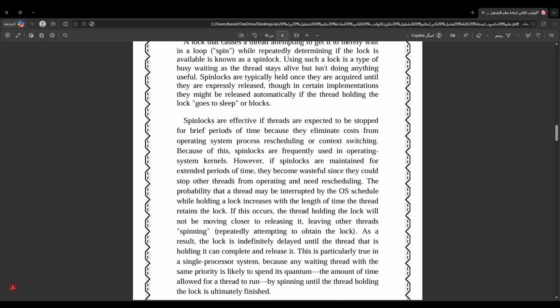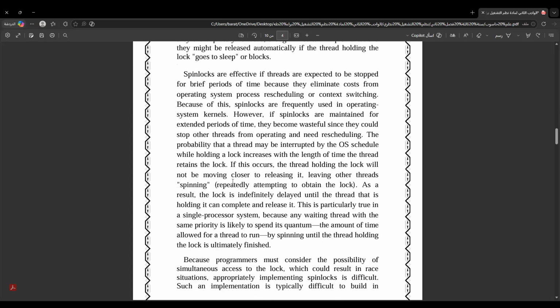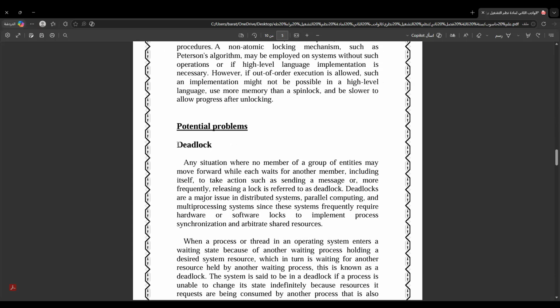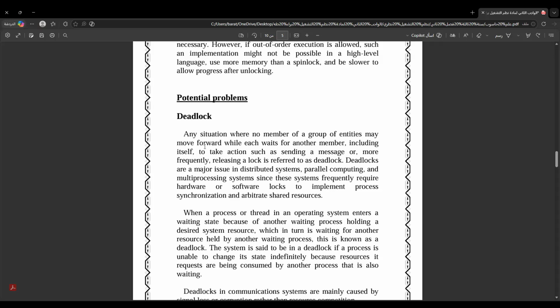Now, mutex solves this condition, but it can introduce other problems if not used carefully. We have a potential problem, deadlock. Deadlock happens when two or more threads are waiting for each other to release locks, and none of them can proceed. For example, if thread A holds lock 1 and waits for lock 2, while thread B holds lock 2 and waits for lock 1, both threads will be stuck forever.